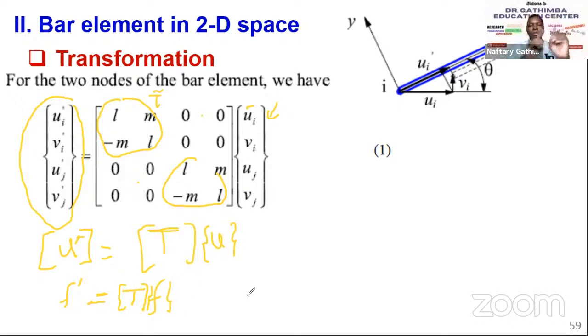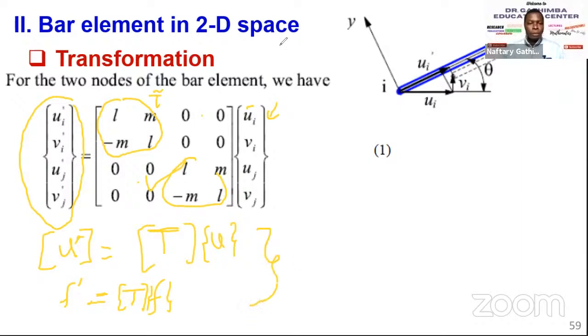Anything from local to global, this is the transformation matrix that we use. So all quantities in the local coordinate system, be it displacement, be it forces, we are going to see also the boundary condition, can be transformed using the transformation matrix and these relations, which are very important.